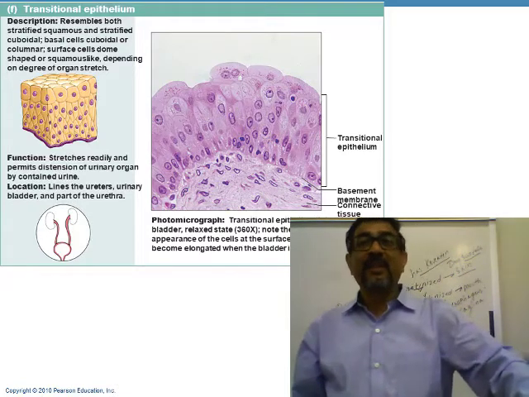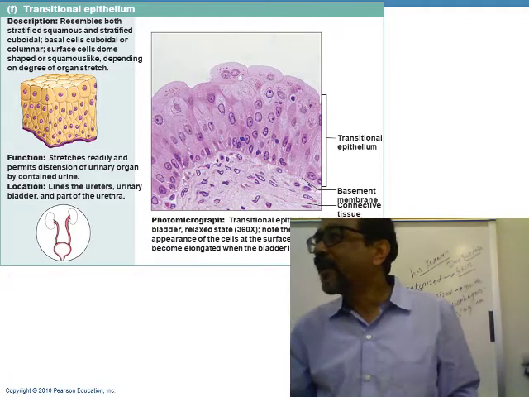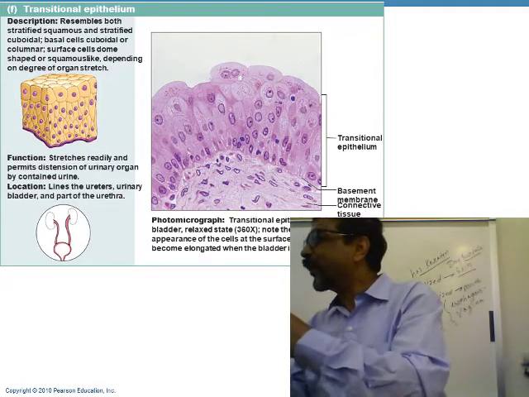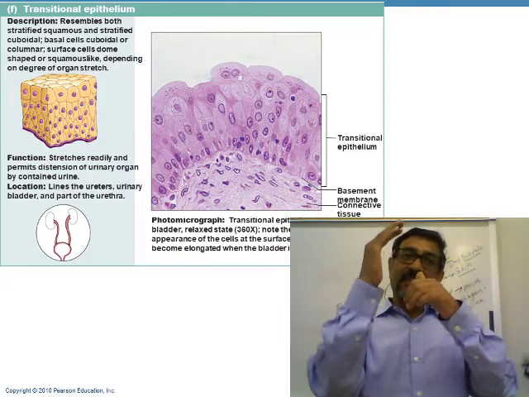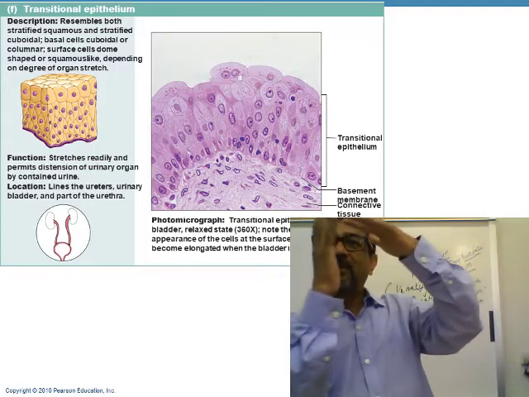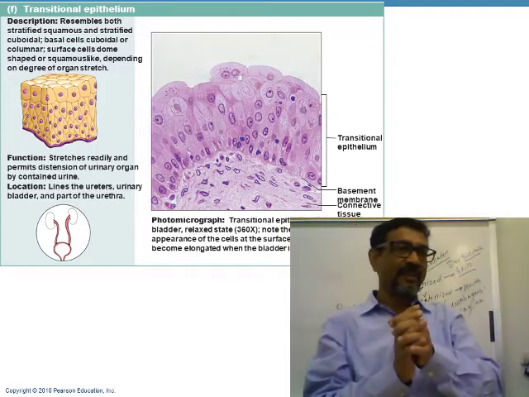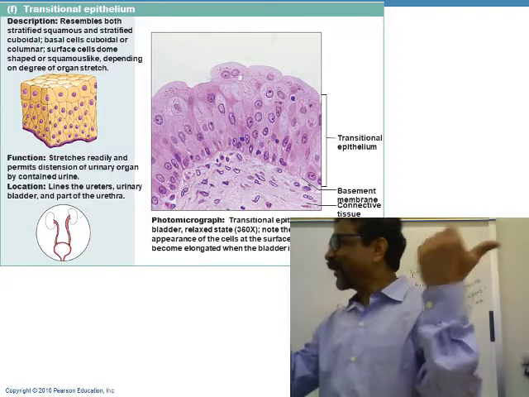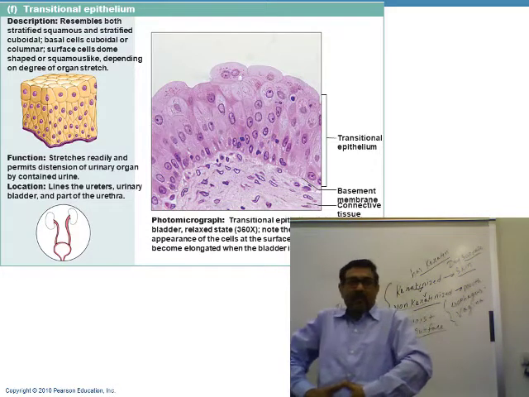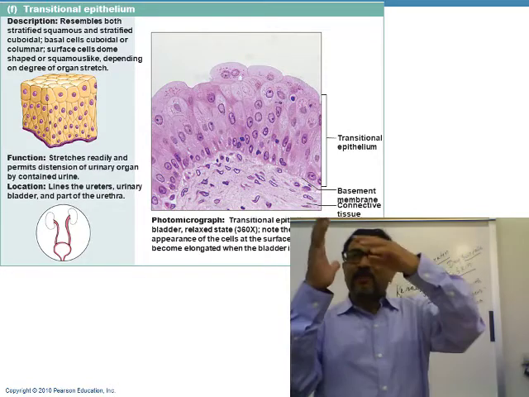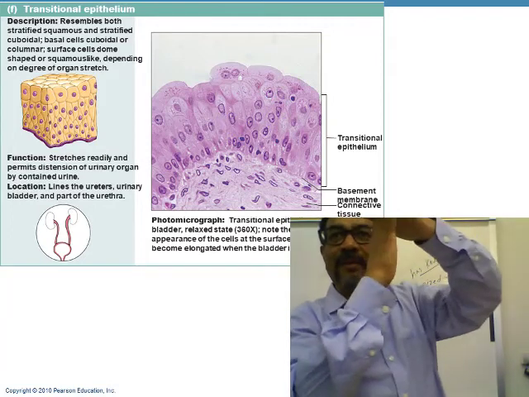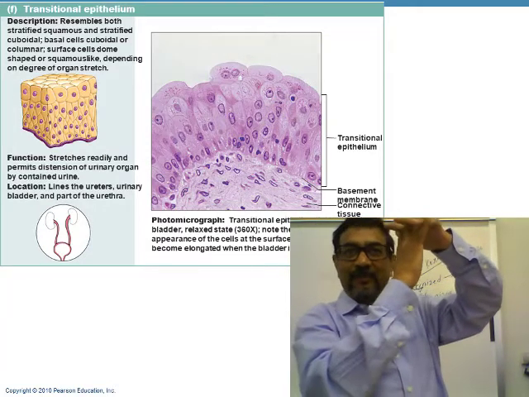Now the question is why? Why do you have transitional in those organs where you have urine? Because transitional epithelium does not allow the liquid to pass through it. Make sense? So urine will not get back into the body. Like your urinary bladder is holding urine, right? For hours. Now if urine can get back through the wall into the body, is that good or bad? Bad, right?